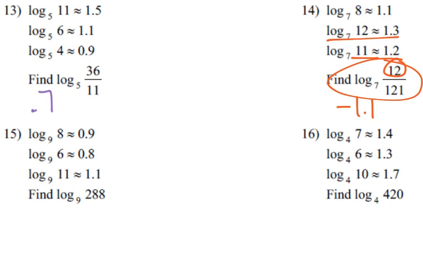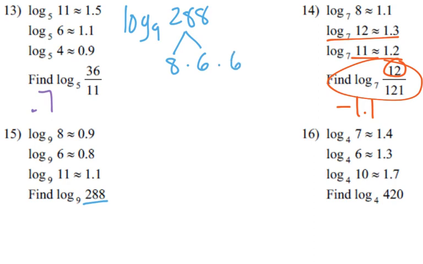Alright, 15. So we've got 288. Okay, and we've got 8, 6, and 11 basically. So log base 9 of 288. So let's just go 288 divided by 8. That gives me 36. So that's really 8 times 36, and we know 36 is 6 squared. Okay. Now, could I just go 6 times 6 instead? Yeah. If I did it that way, I'd have log base 9 of 8 times 6 times 6.